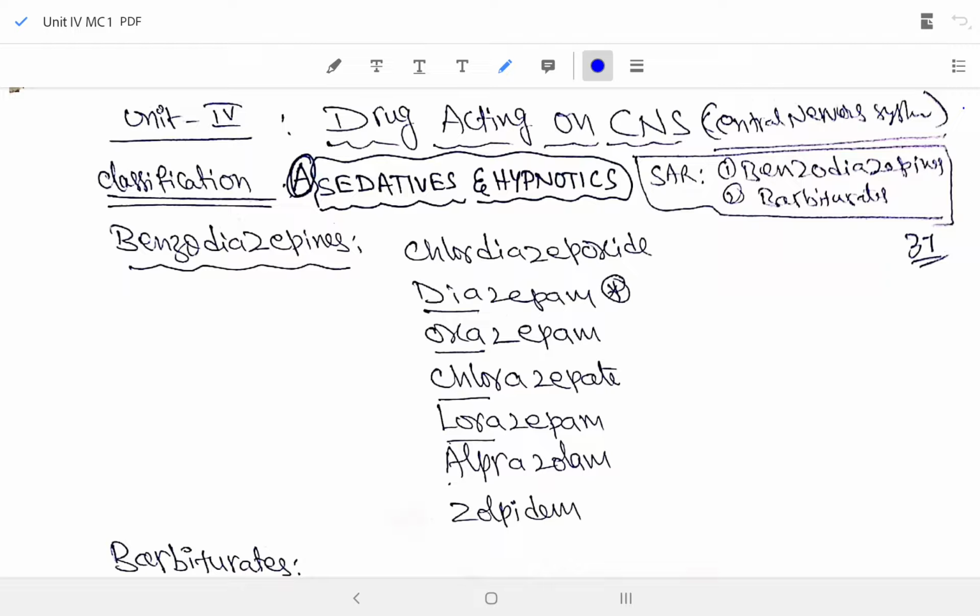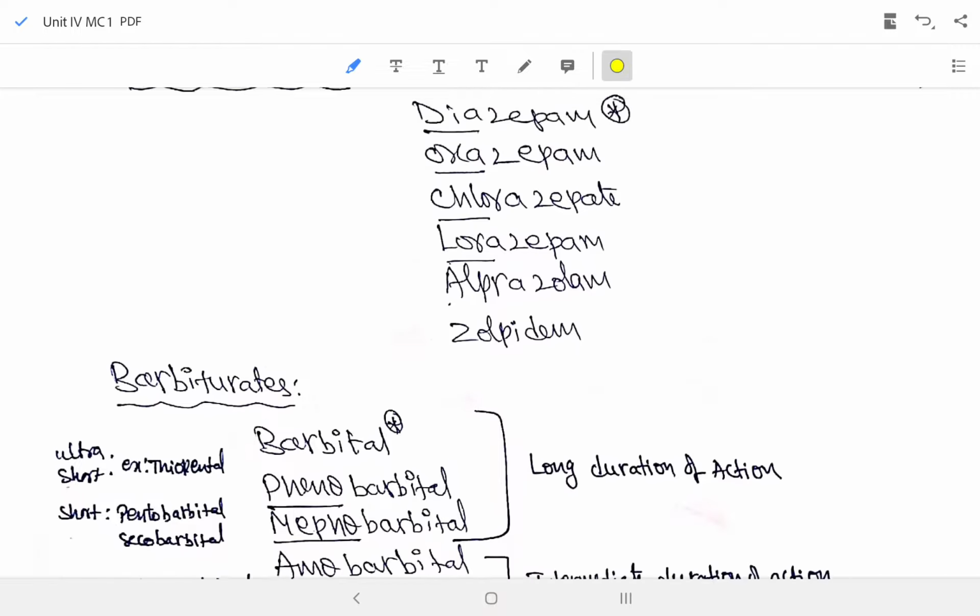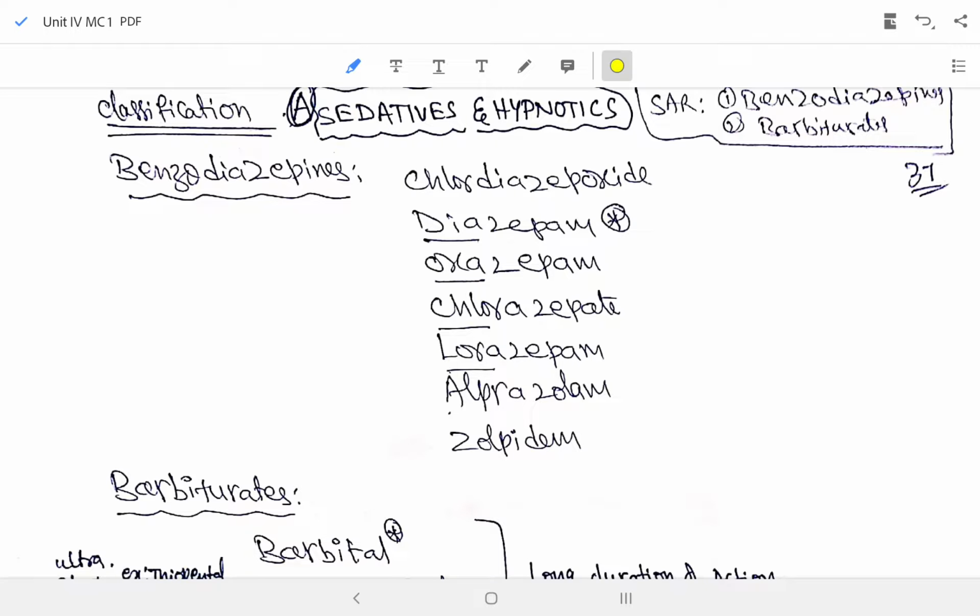This has two major chemical classes. One is benzodiazepines and the other one is barbiturates. If you see the examples for benzodiazepines: chlordiazepoxide, diazepam, oxazepam, clorazepate, lorazepam, alprazolam and zolpidem. And you need to learn the synthesis of diazepam.